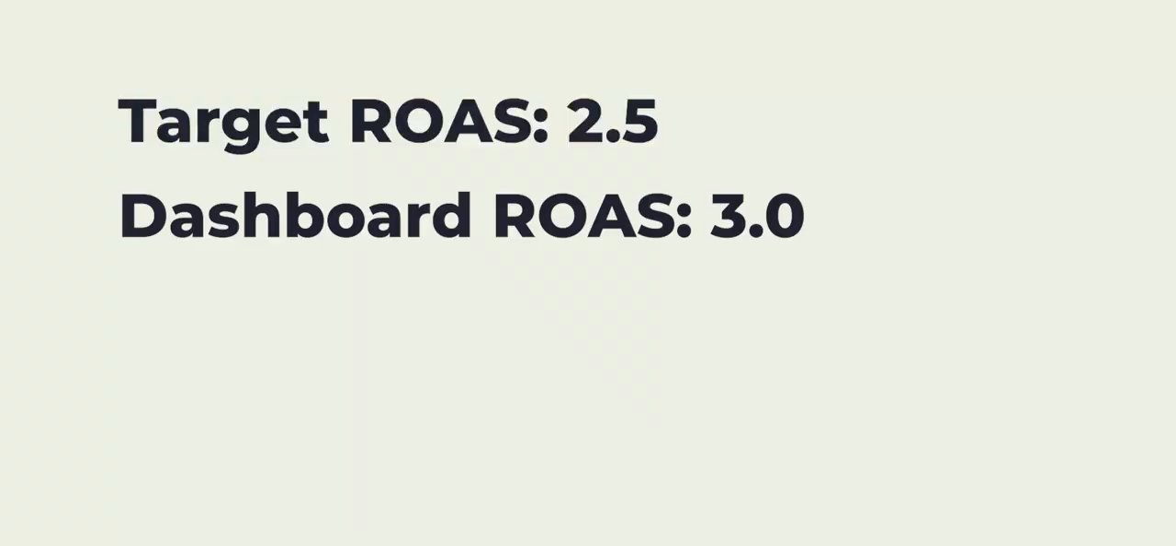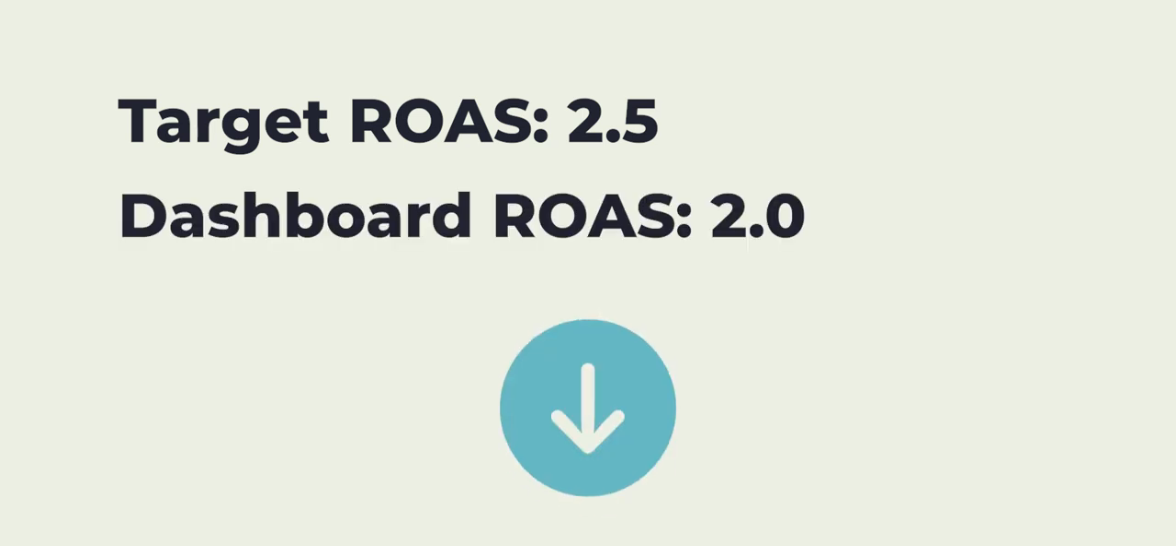So maybe your ad management looks a bit like this. You have a target return on ad spend of 2.5, and your dashboard shows you're at a 3. Increase budget and throw a party. Or you have a target return on ad spend of 2.5 and your dashboard shows you're at a 2. Decrease budget, sad day.